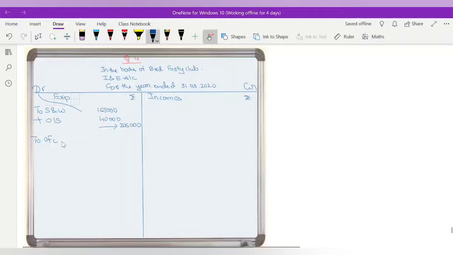To office expenses, 35,000. Then sports equipment is a capital expenditure that we will not take, but on that sports equipment we have to charge the depreciation. So depreciation on sports equipments.